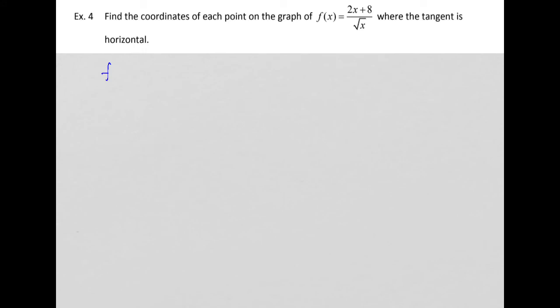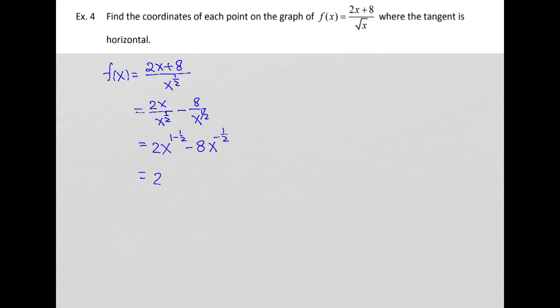So first, we are going to rewrite the function into individual terms. Square root is x to the exponent 1 over 2, which is 2x divided by x to the power half minus 8 over x to the power half. And power divided by a power you do subtraction between the exponents and bring the x up, the exponent becomes negative. So you have 2x to the power half minus 8 multiplied by negative half, x to the exponent negative 3 over 2. Then you're going to have 2x to the power half plus 4x to the power negative 3 over 2.